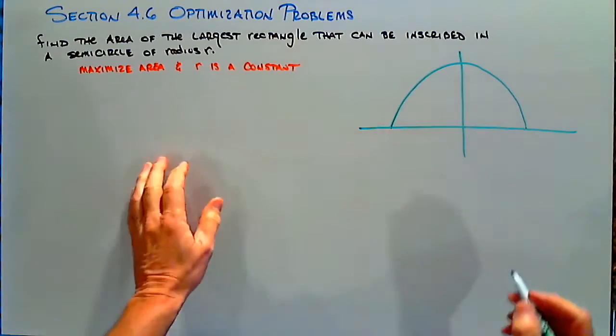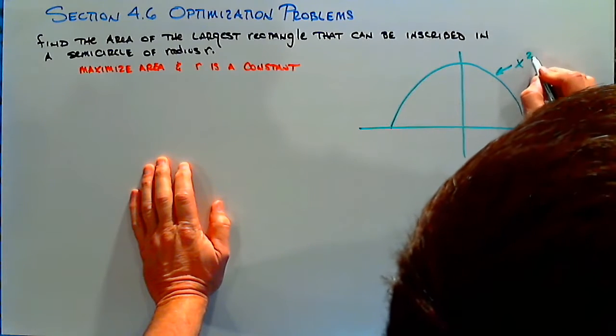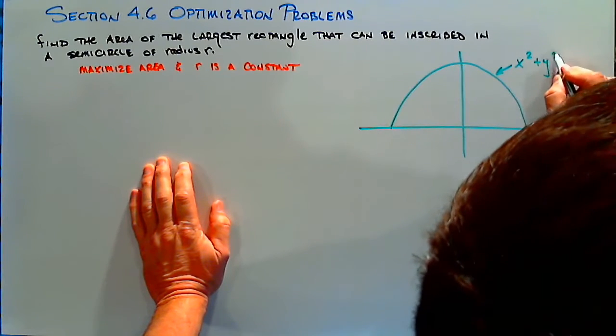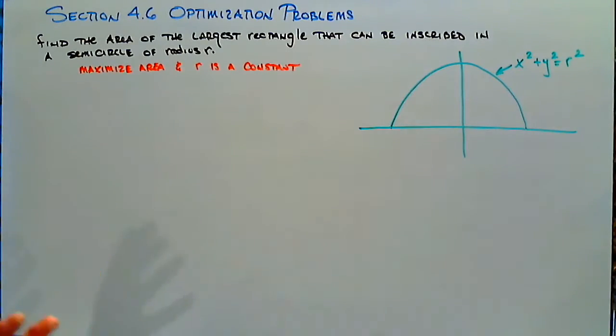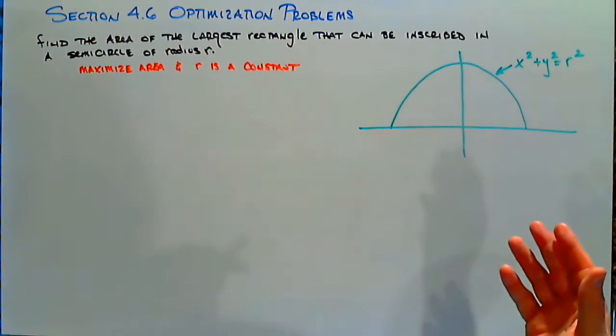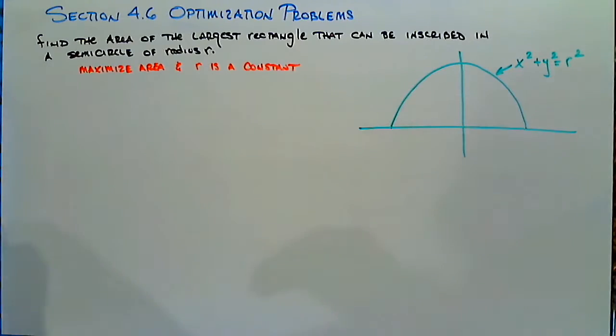Because then I know the equation of this semicircle. This is x squared plus y squared equals r squared. That's the equation of our circle, the equation of a circle centered at 0 with a radius of r. We want to make sure we set our semicircle in the most favorable position possible.